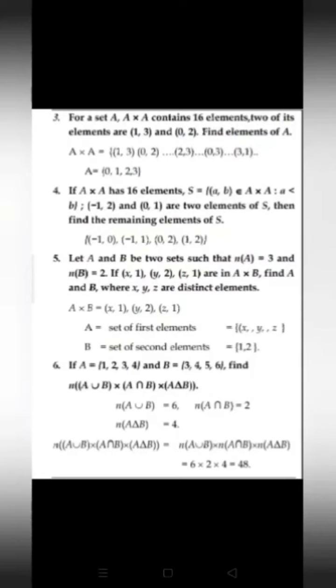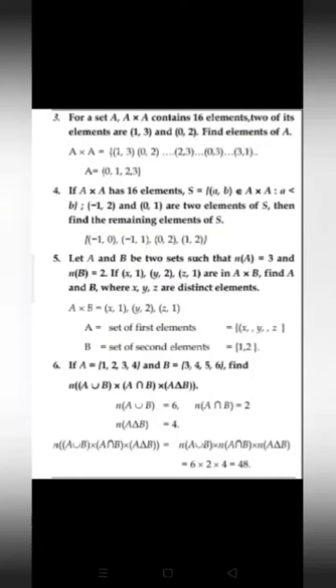So n of A is 4, meaning n of A cross A equals n of A into n of A. So 4 into 4 is 16. So we finished our problem. n of A equals 4, so the elements are 0, 1, 2 and 3. Do you understand, students? Reverse process. Okay. Right.